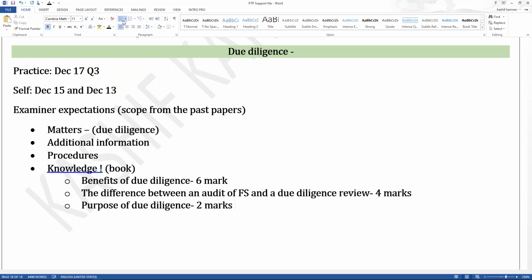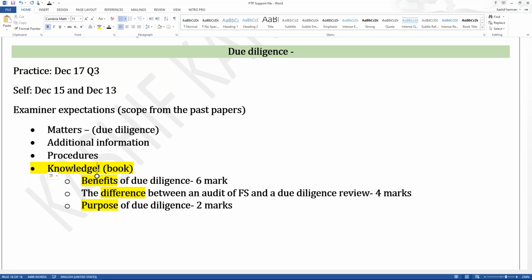So, a lot of knowledge. I hope you realize that when you are reading from the book, you should know the purpose of due diligence. From a book, you should know what's the difference between an audit and a due diligence. And from a book, you should also know what is the benefit of a due diligence. So that's what you will be exploring from reading the book.